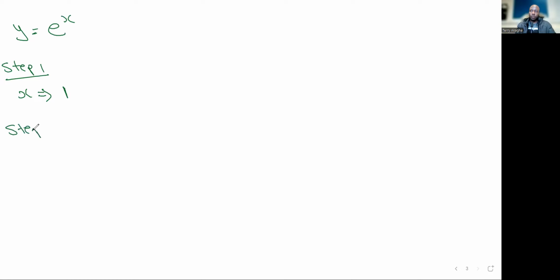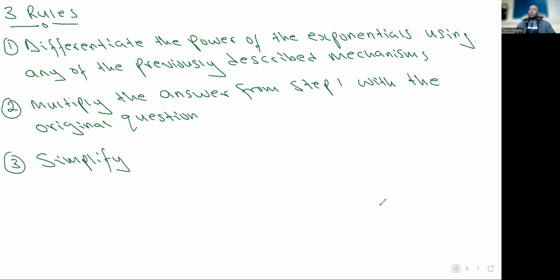Step 2, what then happens? Then you multiply the answer from step 1 with the original question.